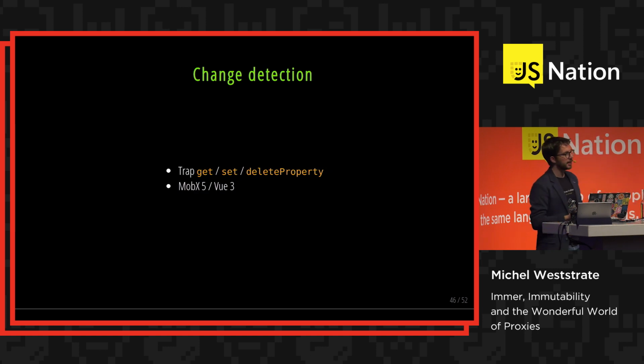Proxies are also used in both Vue and MobX to do change detection. So it means that once you write something to an object, it triggers the reactivity mechanism to notify all the relevant observers.